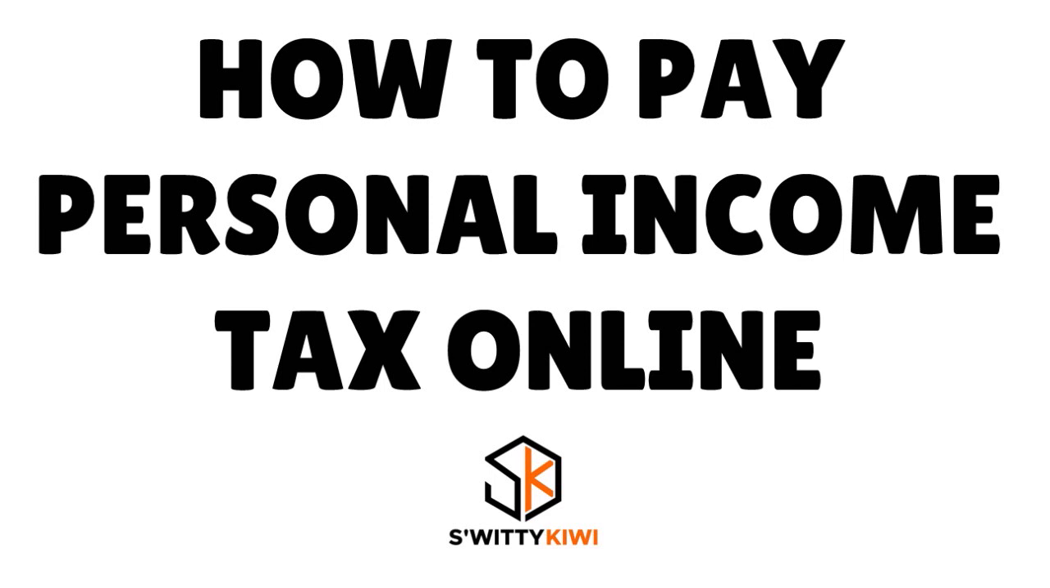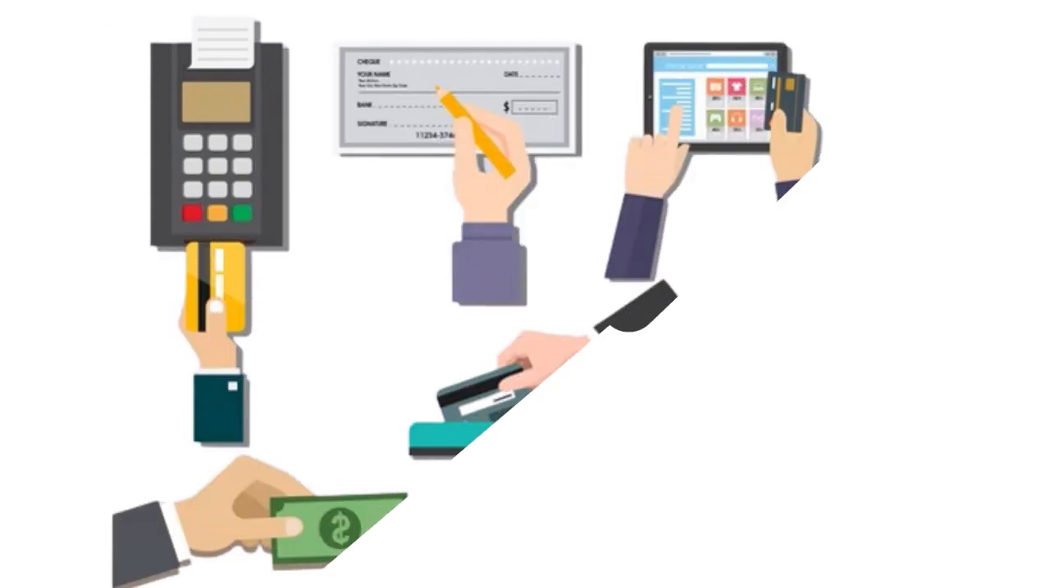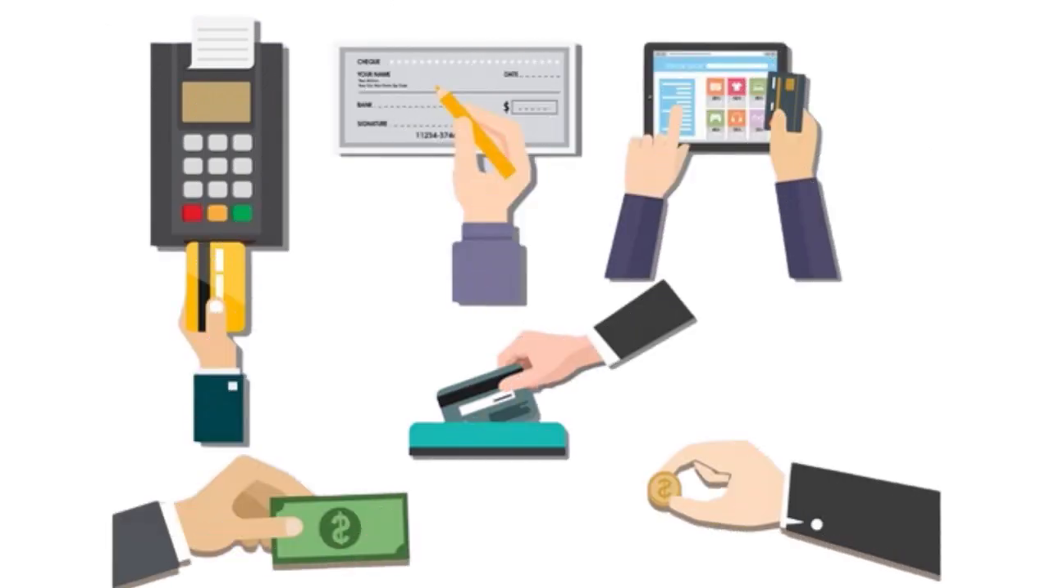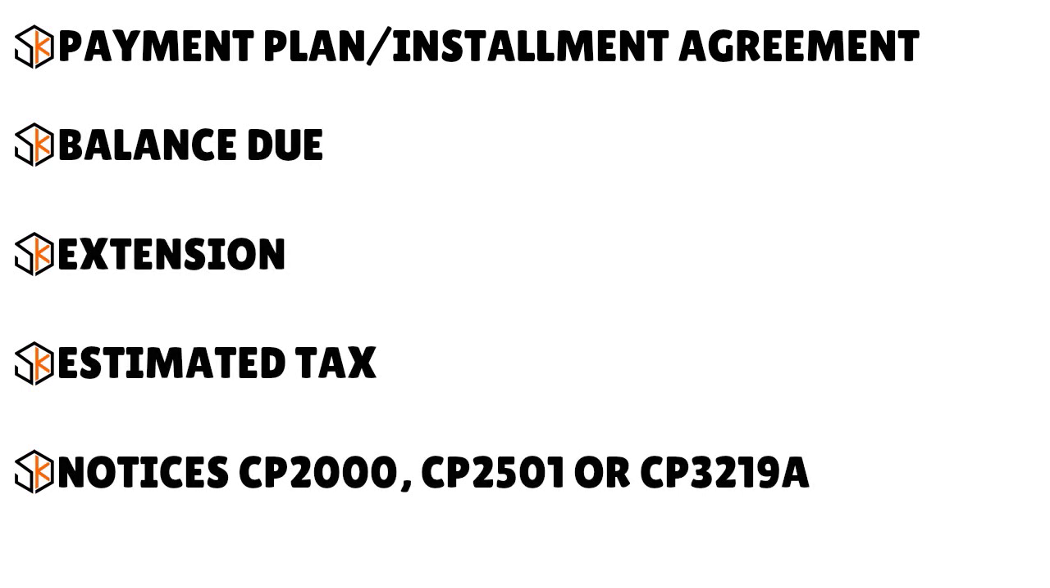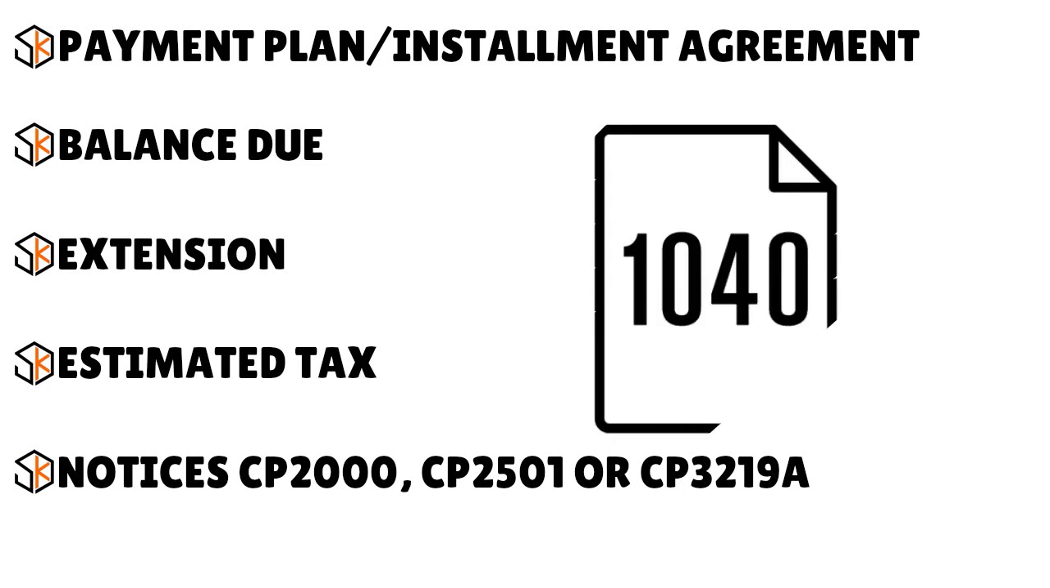So let's talk about the reason for payment. There are several ways to think of Direct Pay. Reasons for payment can be payment plan, installment agreement, balance due, extension, estimated tax. If you receive notices CP 2000, CP 2501, or CP 3219A, you can pay these through Direct Pay, okay? And you can apply payments to individual tax returns 1040, 1040A. You can have 5329. So there is a constellation of forms that you can pay through Direct Pay.